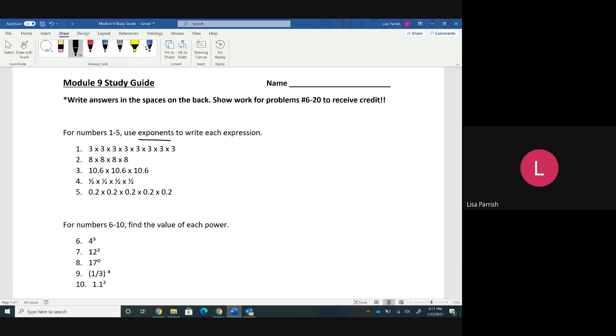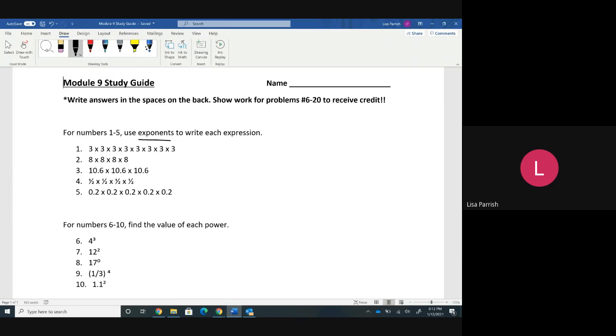So for this section, there's no work to show. Okay, you'll notice at the top it says show work for problems 6 through 20. So for 1 through 5, there's no work to show, and that will be similar in review and quiz. So make sure you're reading each section and paying attention to where you have to show work. Okay, so again, for this section, it says use exponents to write the expression.